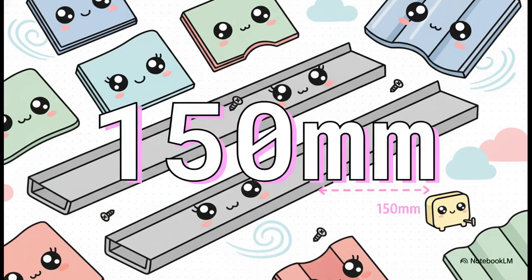Here's another absolutely critical installation number to remember: 150 millimeters. When you're installing the roof battens, those top-layer metal strips that your roof tiles or metal sheets screw directly into, 150 mil is the strictly recommended overlap length. Whether you're laying down a heavy tile roof or profile metal sheets, that 150 millimeter overlap guarantees the battens won't buckle or detach under the weight of the roof or the intense force of high winds.